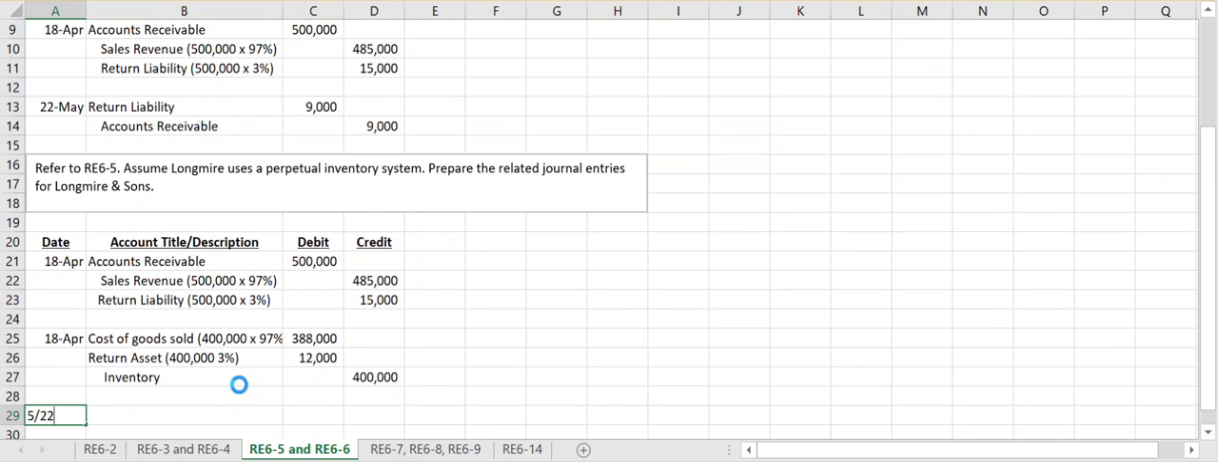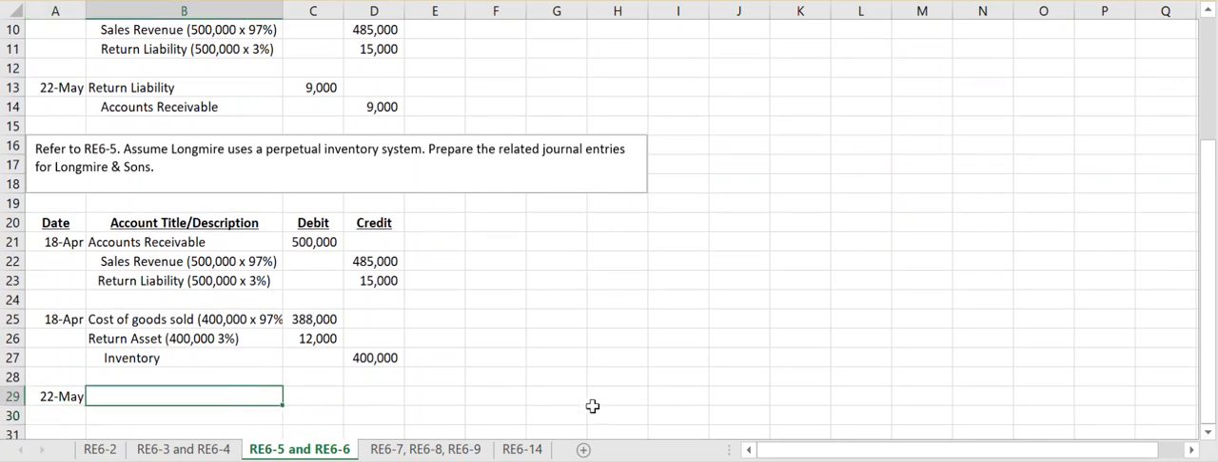Now, on May 22nd, when the customer comes in to actually return something to us, again, under the perpetual inventory system, we're going to need to have two journal entries. One to reduce the accounts receivable by the sales price, and the second to increase our inventory by what we're getting back from that customer. So we reduce our return liability by the $9,000, and we reduce that accounts receivable by 9,000 as well.